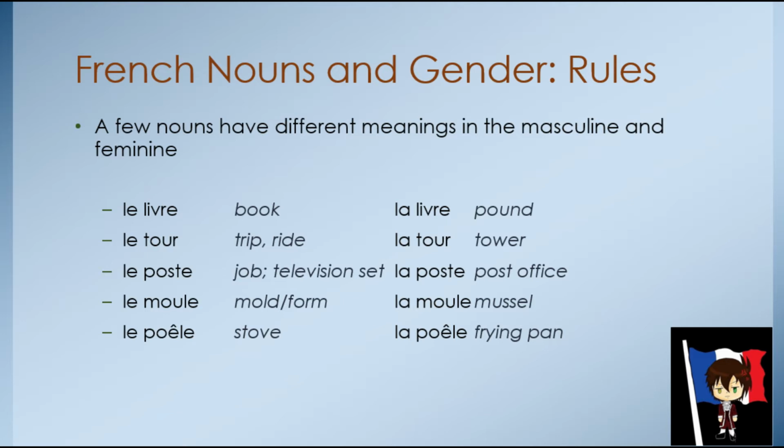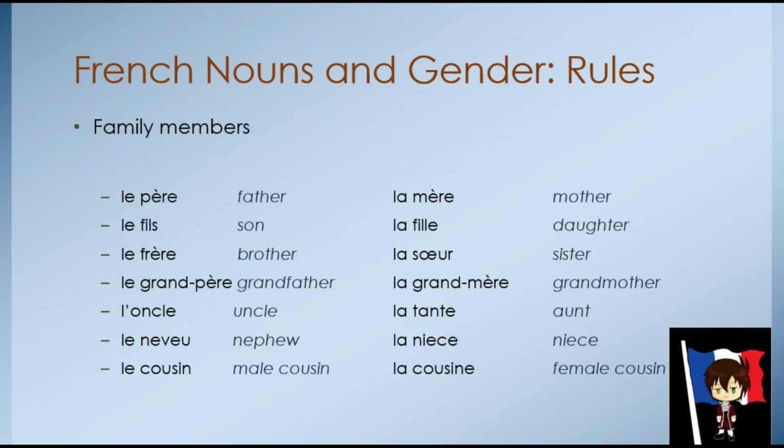And for stove, that will be le poêle. And for frying pan, that's la poêle. Okay, let's have the last rule for French nouns and gender. You have for the family members: le père is father. La mère is mother.